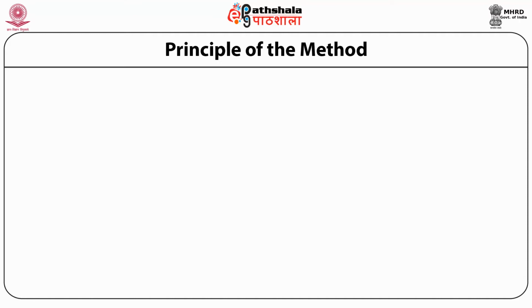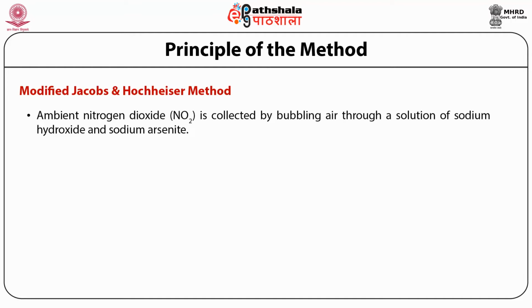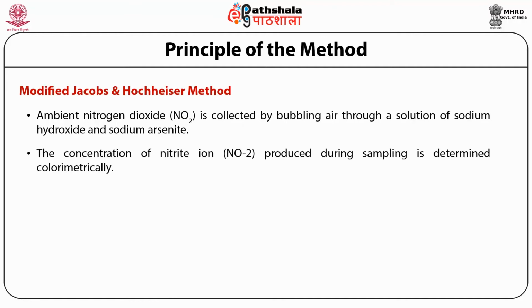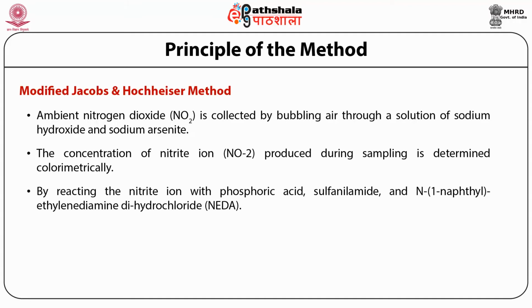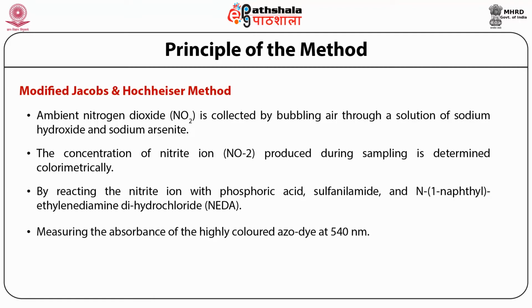The method frequently used to determine nitrogen oxide in atmospheric air is known as the modified Jacobs and Hochheiser method. In this method, ambient nitrogen dioxide is collected by bubbling air through a solution of sodium hydroxide and sodium arsenite. The concentration of nitrite ion produced during sampling is determined colorimetrically by reacting the nitrite ion with phosphoric acid, sulfanilamide and N-(1-naphthyl) ethylenediamine dihydrochloride, that is NEDA, and then measuring the absorbance of the highly colored azo dye, prepared by the reaction of oxides of nitrogen with the ethylenediamine dihydrochloride, at 540 nanometers.